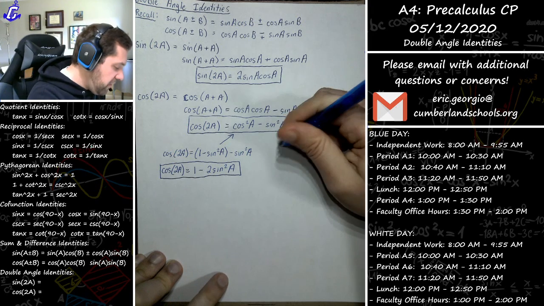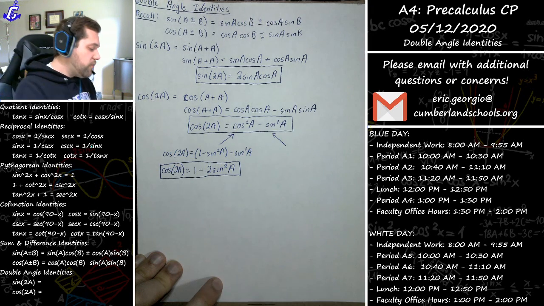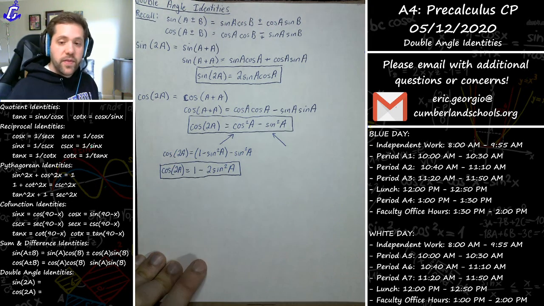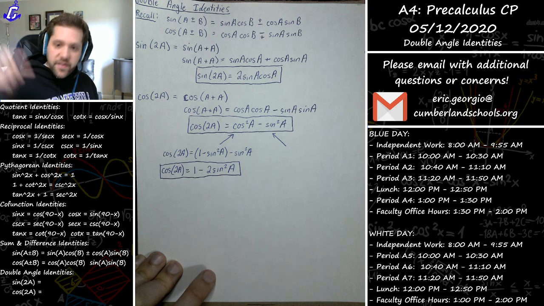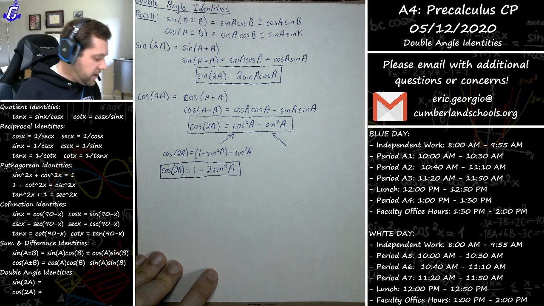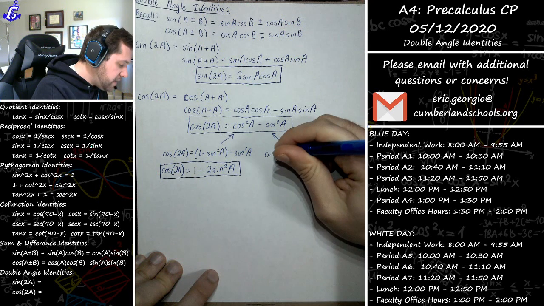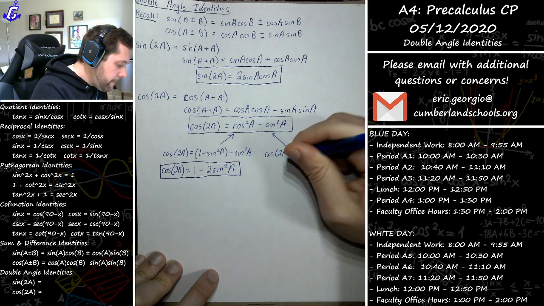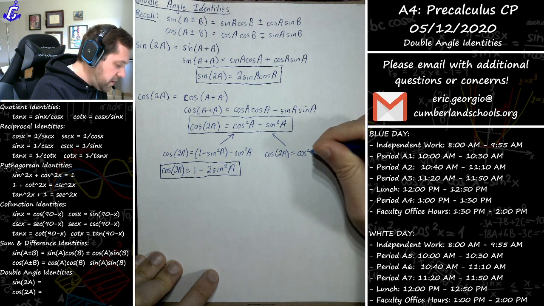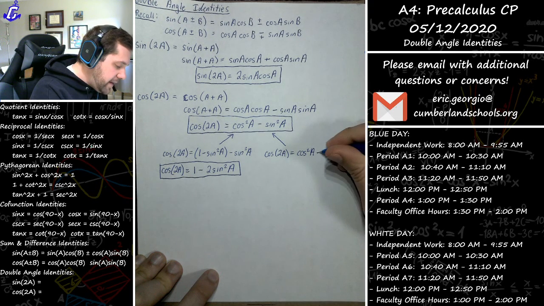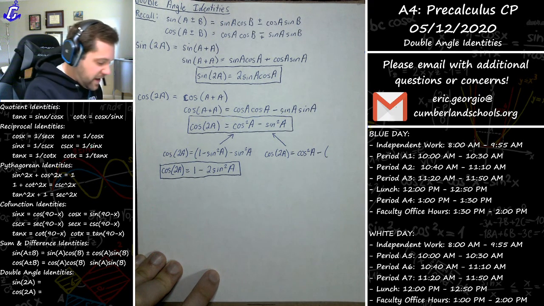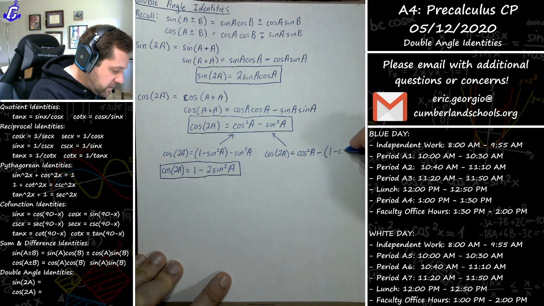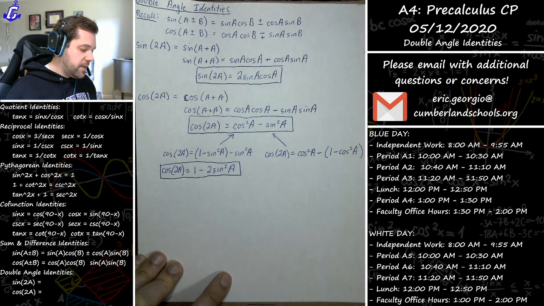Or, of course, there's another one. We could replace sine squared of a with 1 minus cosine squared, right? Same exact identity, just flipping it around a little bit. We could say that the cosine of 2a is cosine squared a, just like we saw up there, minus, now replacing sine squared a, we can say that that's the same as 1 minus cosine squared. That's our Pythagorean identity, right?